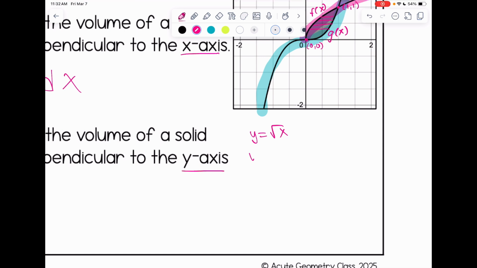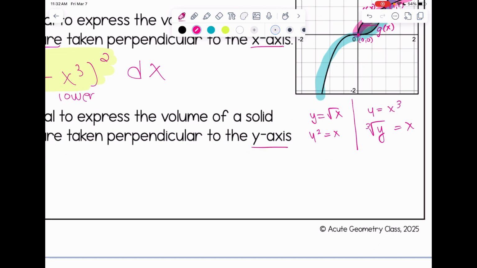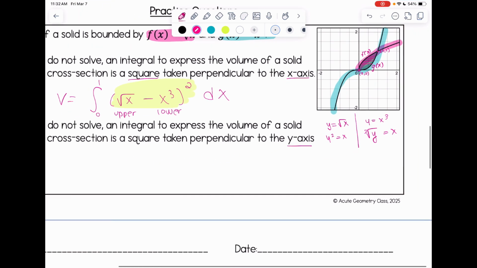If I get x by itself there, I get y squared is equal to x. The other was y equals x cubed, so in that case, x is equal to the cube root of y. So we're going to find our volume again. The bounds happen to be the same here, but really these bounds are the y values. It's just coincidental in this problem that the points of intersection have the same x and y coordinates in each one, so 0, 0, and 1, 1.